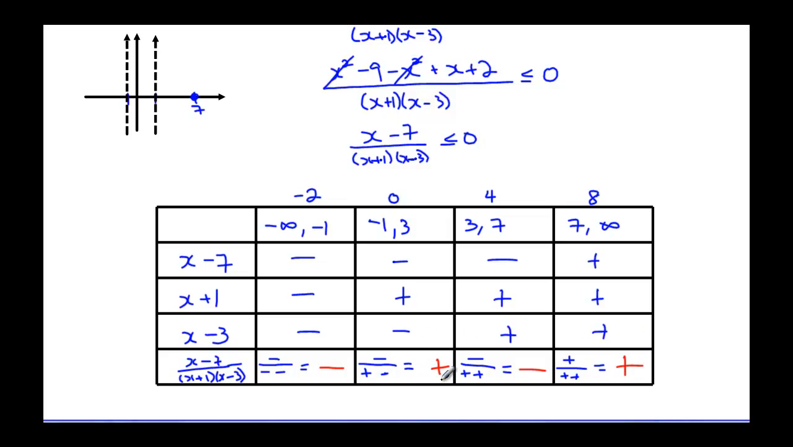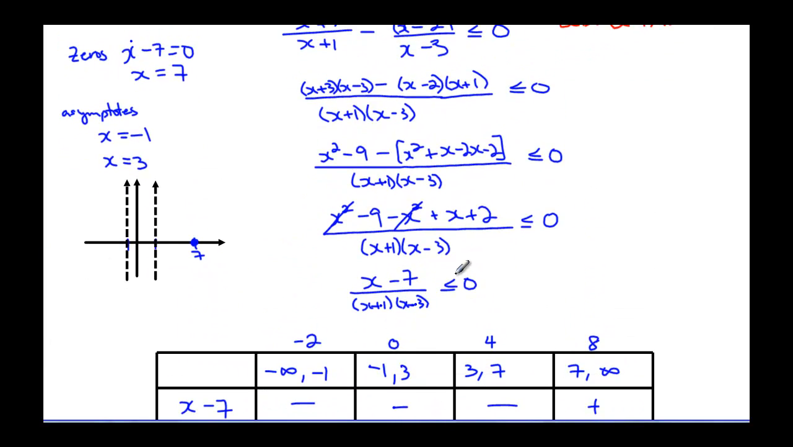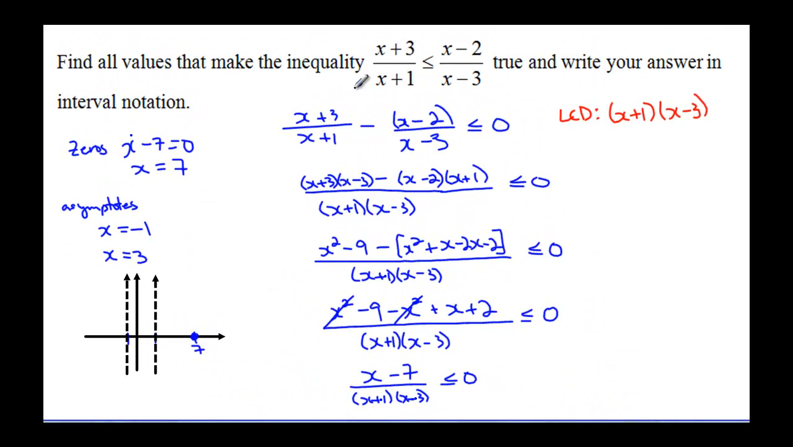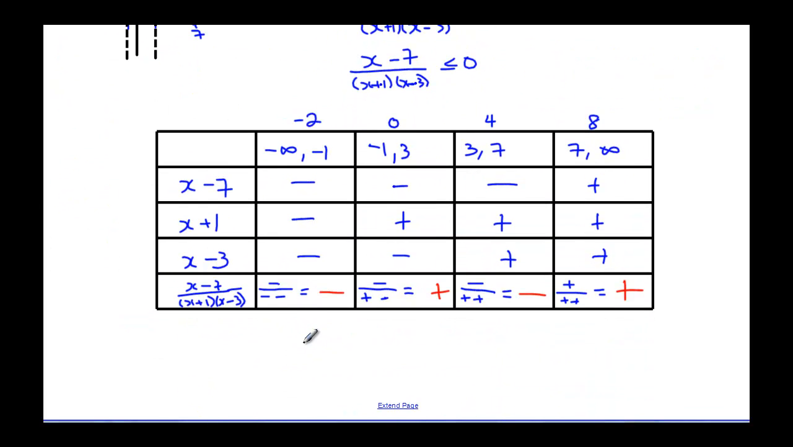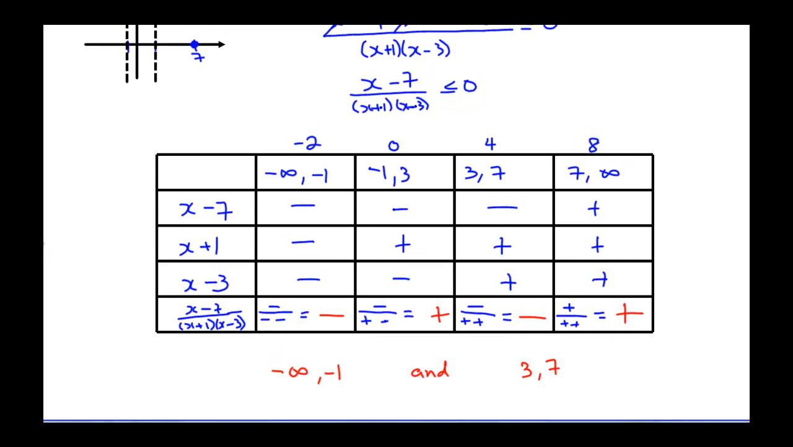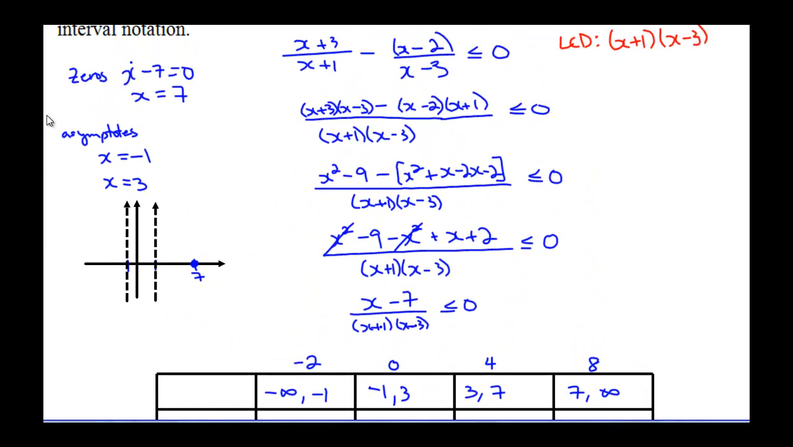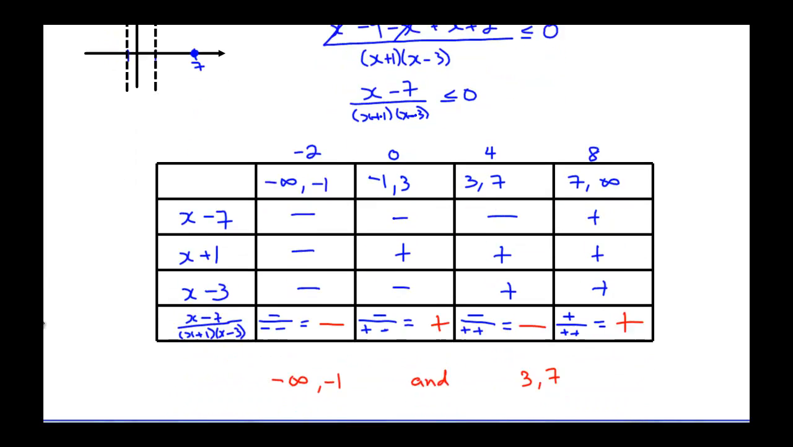So the two sections that interest me, or the two intervals that satisfy this inequality and therefore satisfy the original inequality, are from negative infinity to negative 1 and from 3 to 7. Now, we have to look at how we place our brackets because the question asks us to do this in interval notation. So the brackets are where we need to be very careful.